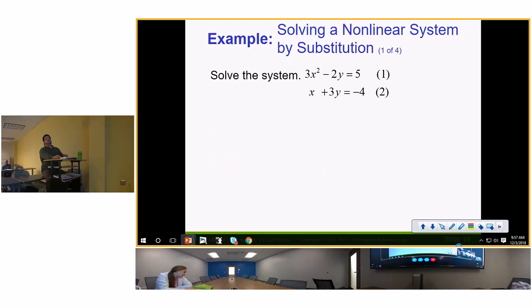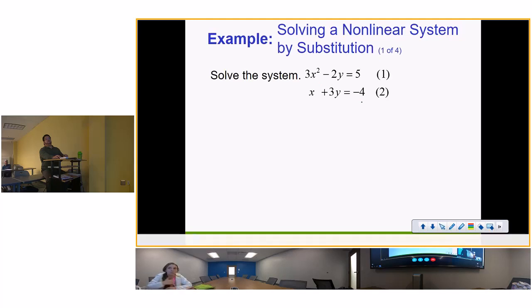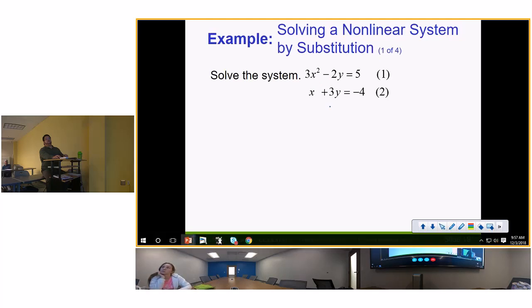Find something to solve for y real easy. Well, there's not really anything, so I'm going to take this one. Why am I going to take this one and solve it for y? Because it's an easier equation than that quadratic. So I'm going to solve for y.